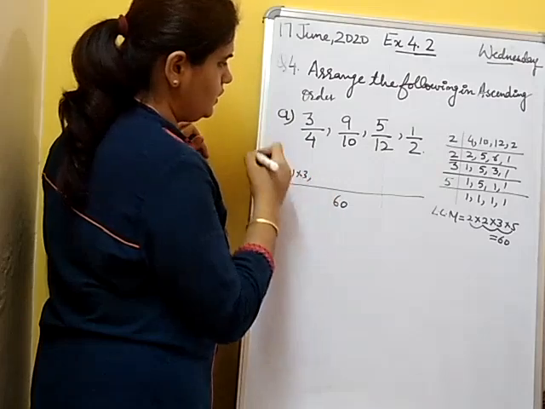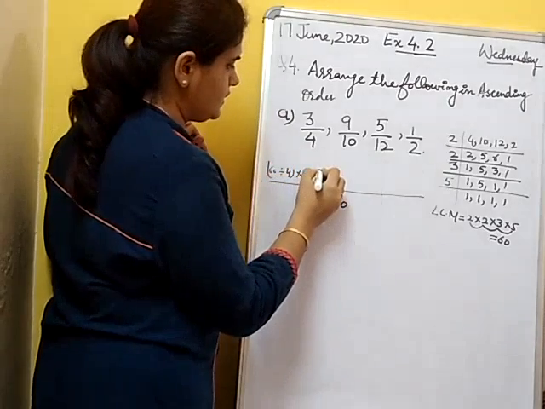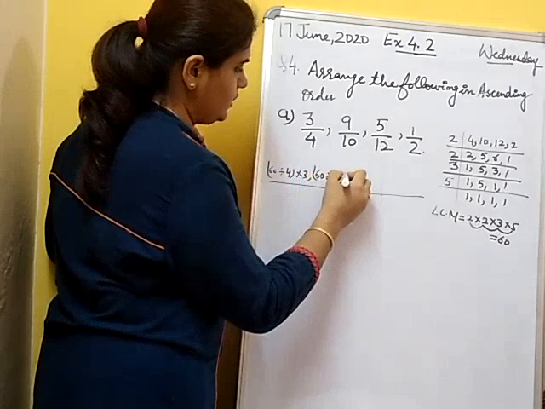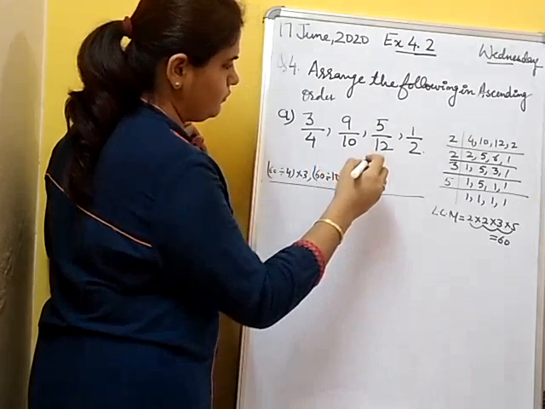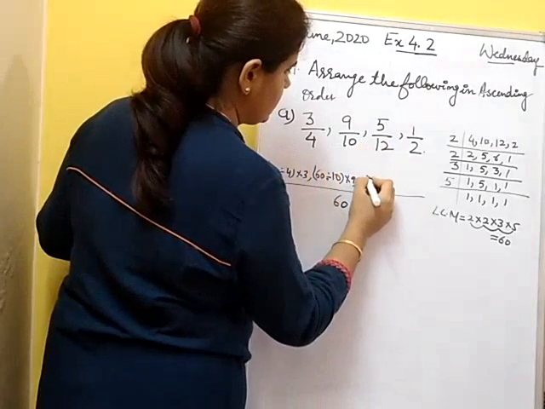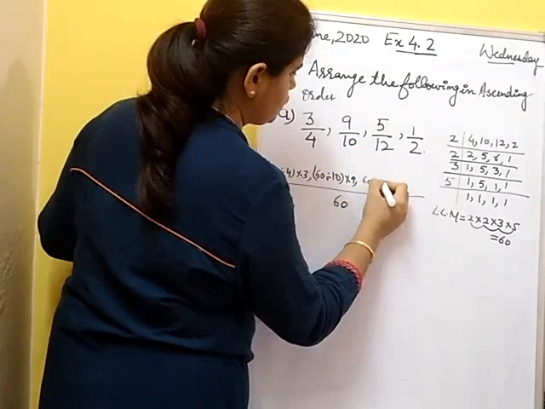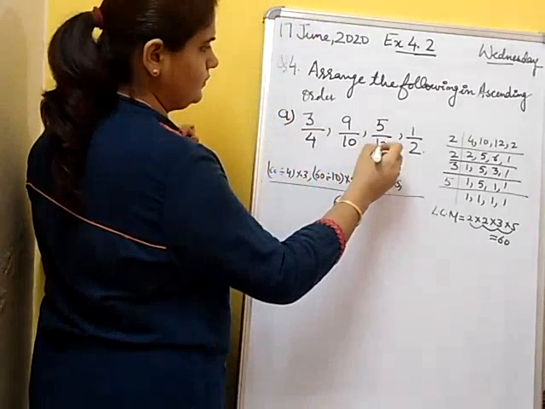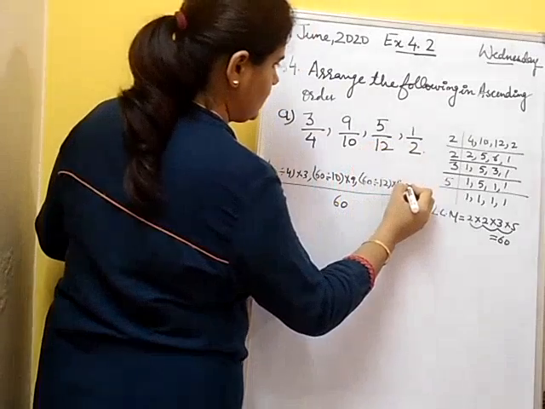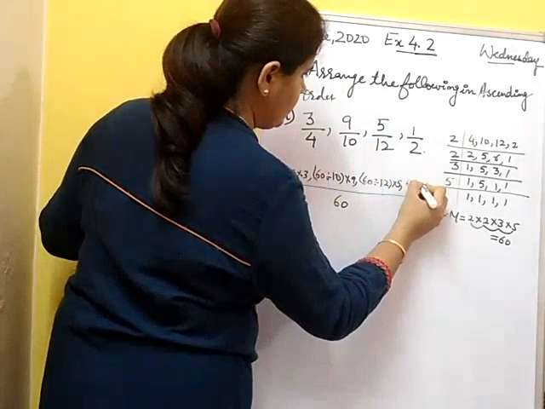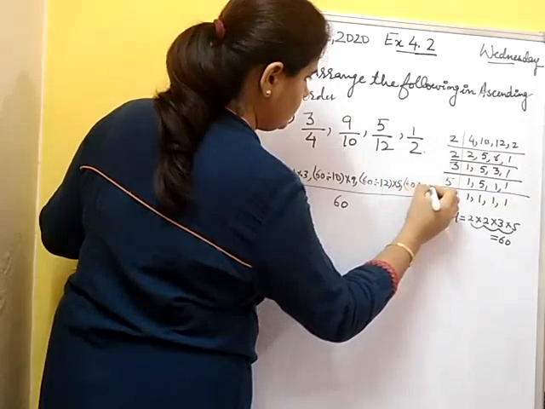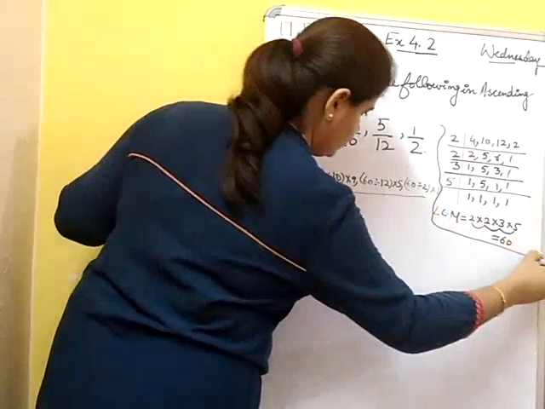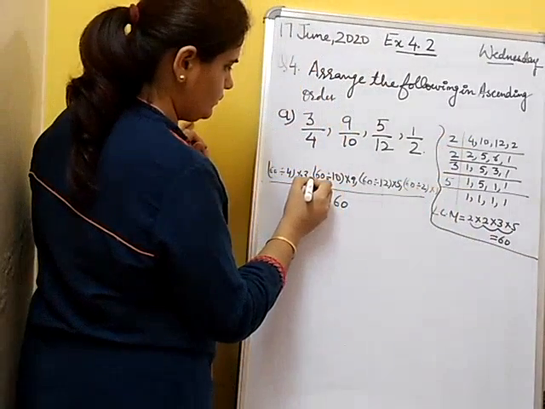multiply 3 comma, 60 divide by 10 multiply 9 comma, 60 divide by 12 multiply 5 comma, 60 divide by 2 multiply 1. Now, we will put comma.